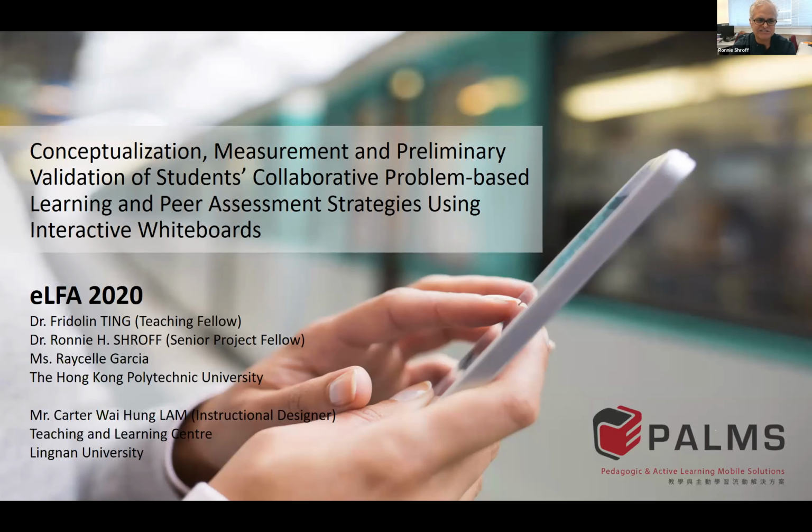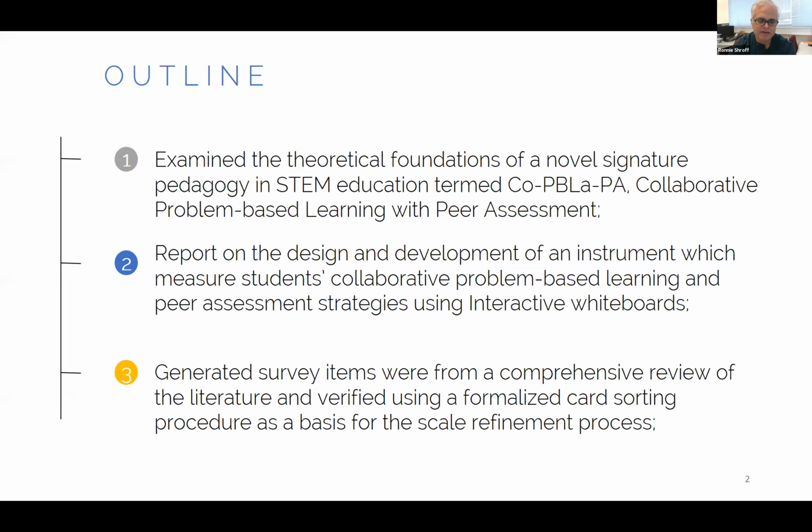And my presentation today is on the conceptualization, measurement, and preliminary validation of students' collaborative, problem-based learning and peer assessment strategies using interactive whiteboards. Okay, so for the outline of my presentation, I'm firstly going to examine some of the theoretical foundations of this novel signature pedagogy that we've actually termed or coined COBLA-PA. That is collaborative problem-based learning with peer assessment.